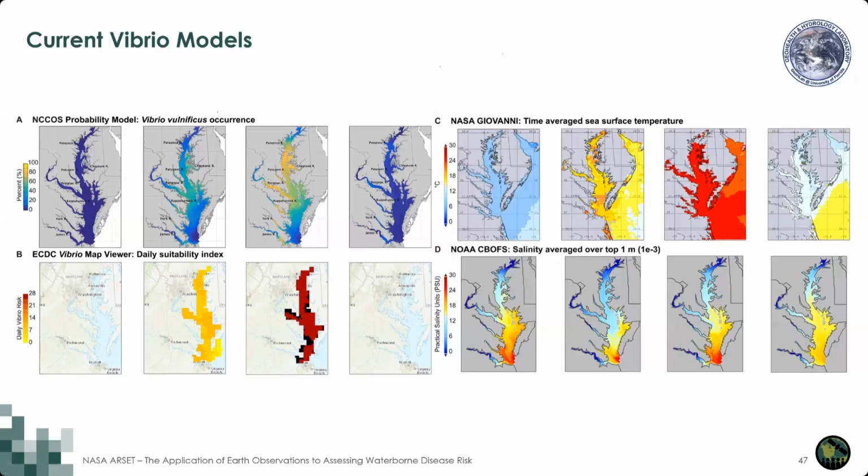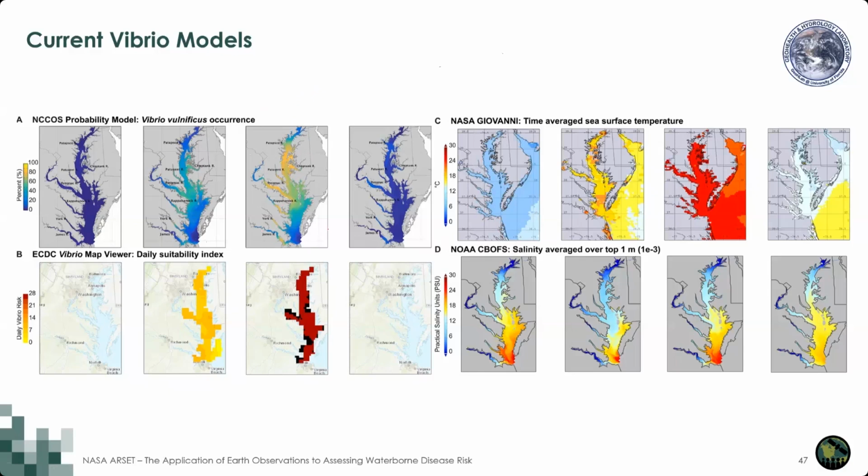the probabilistic model that is developed by NOAA for Vibrio vulnificus in Chesapeake Bay. This is a regression model which provides the likelihood of counts of Vibrio vulnificus in Chesapeake Bay. And it also gives information on what is the likelihood risk of these Vibrios, just Vibrio vulnificus, in the entire bay.